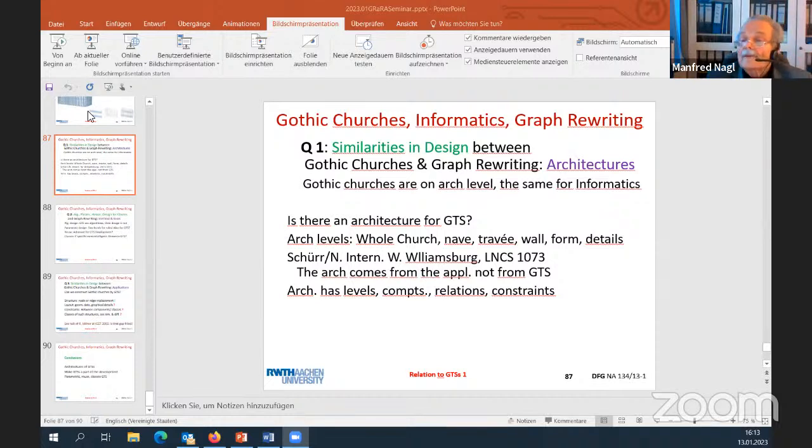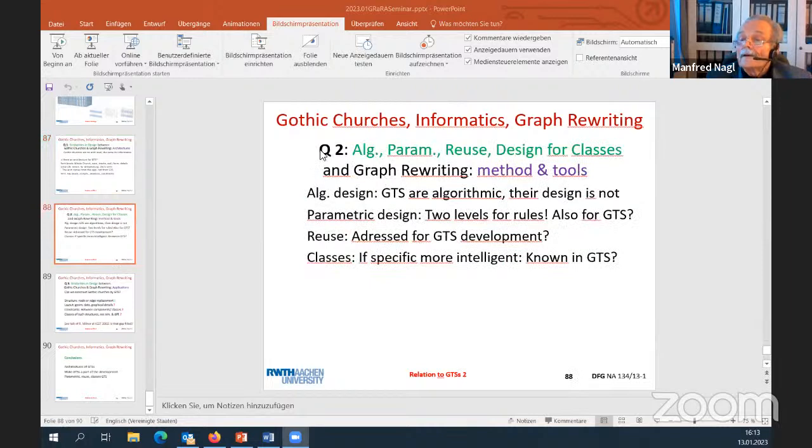Okay. The next question is about Gothic churches, informatics, and graph rewriting. Do we use something like algorithmic, parametric, reuse design, design for classes? So for very specific graph classes, for example, do we do that? And corresponding methods and tools. So algorithmic design, so the design is algorithmic or supported by an algorithm. For graph transformation systems at the moment, the design is not. There is no support at the moment.